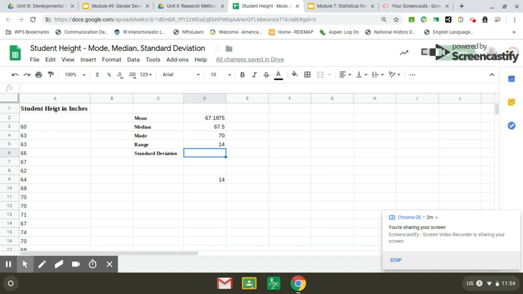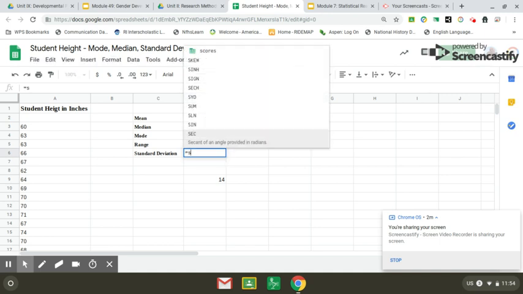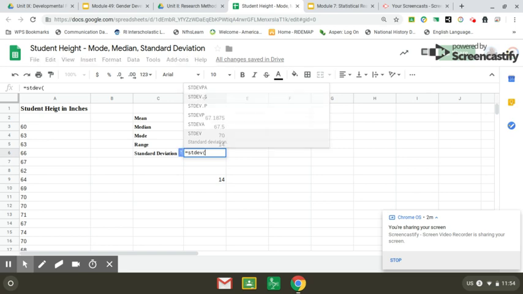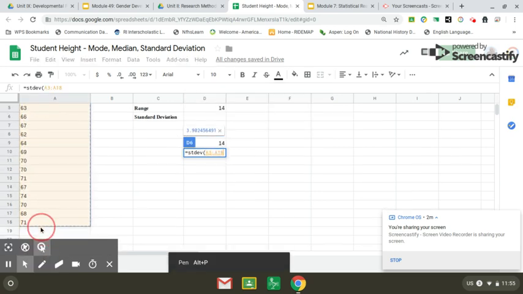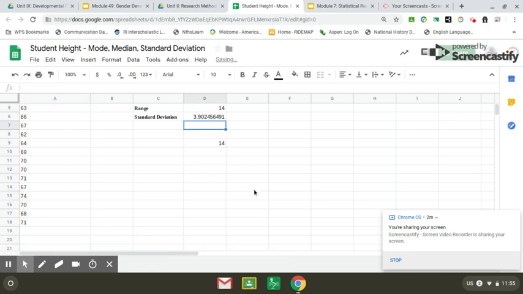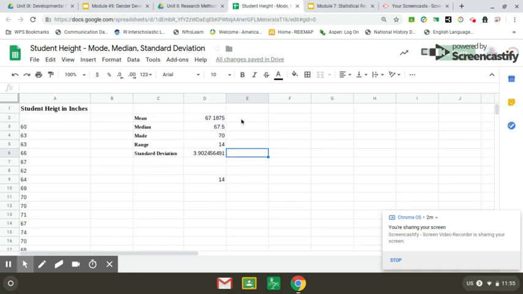And lastly, standard deviation, equals STDEV, standard deviation. And highlight, close parentheses. And then we got a standard deviation of 3.9.